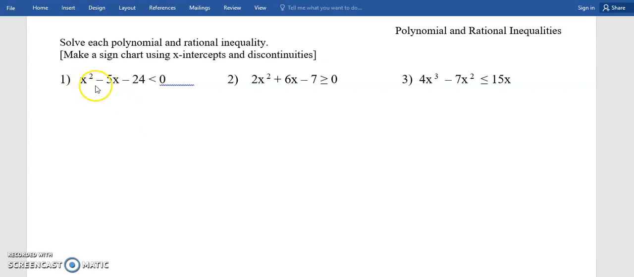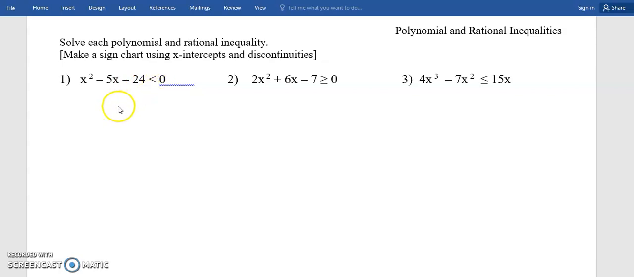So in the first one, we have this basic parabola, and we want to know what x values you can substitute in to get answers or y values that are less than 0. If we put 0 in for x, we get negative 24 is less than 0, which is true. So that means 0 is part of your solution. If we put in 1, we'd have 1 minus 5, subtract 24, that is also less than 0. So 1 is also part of your solution.